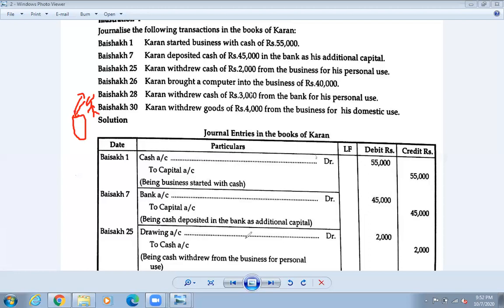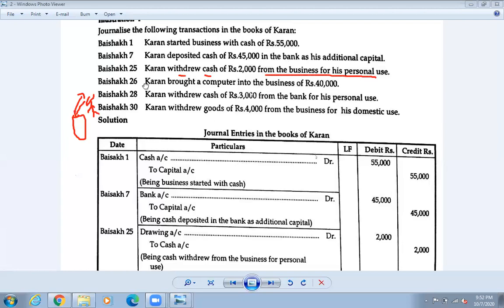So current withdrew cash of 2000 from the business for his personal use means you need to write down drawing account DR to cash account. Okay, so drawing goes on top, cash goes below. So how much has he withdrawn? 2000 rupees. So 2000 here also, write 2000. So being cash withdrawn, cash alone is not quite right. So being cash withdrawn from the business for his personal use, we can write down like this.